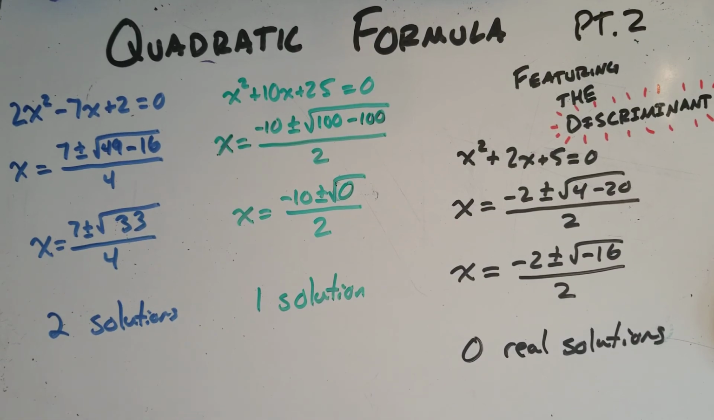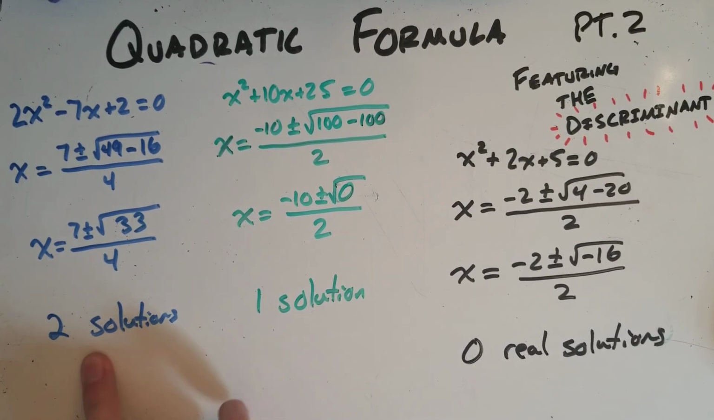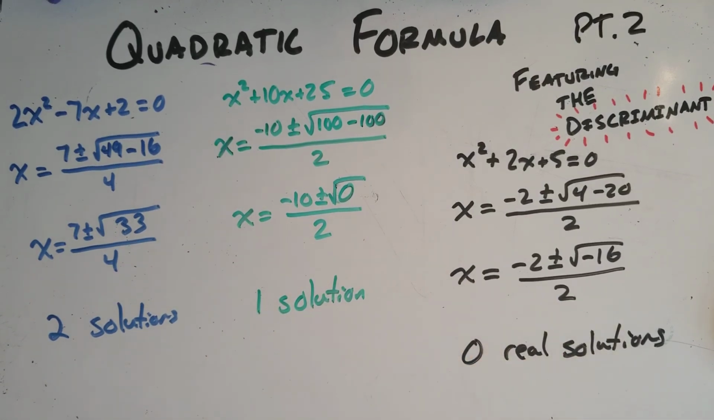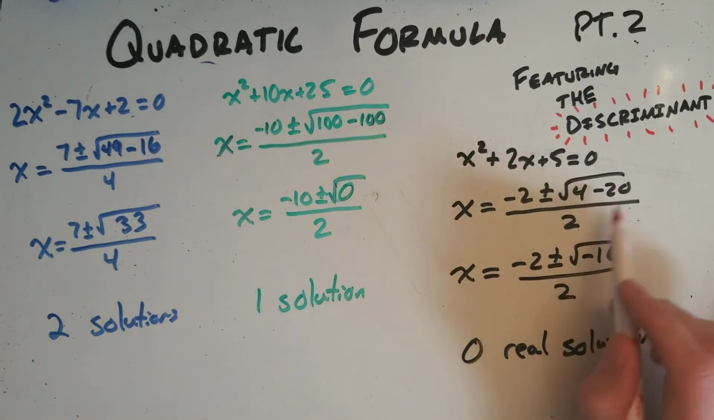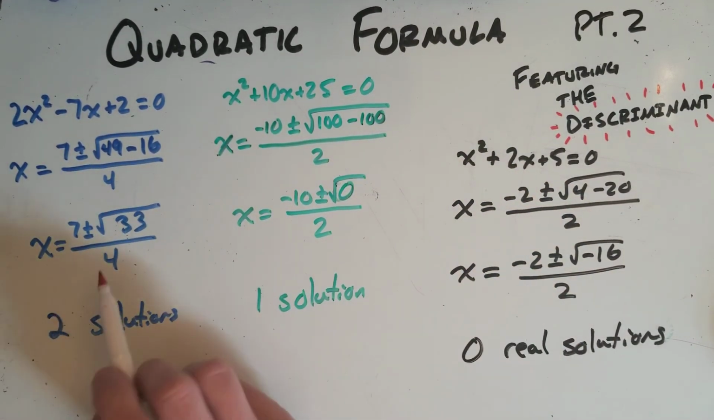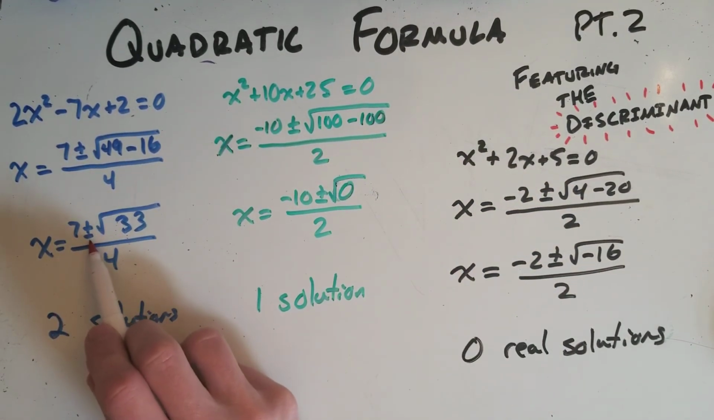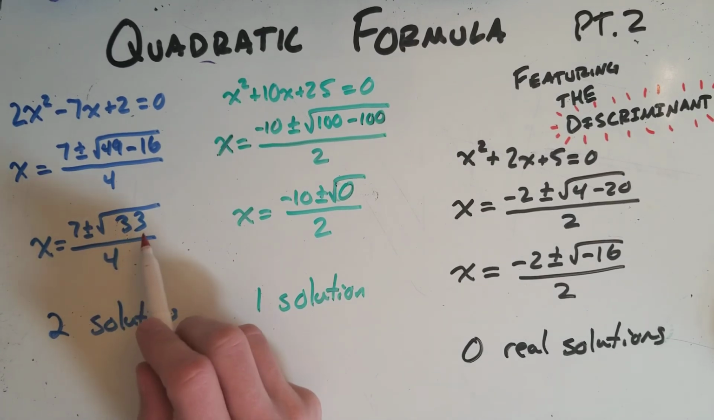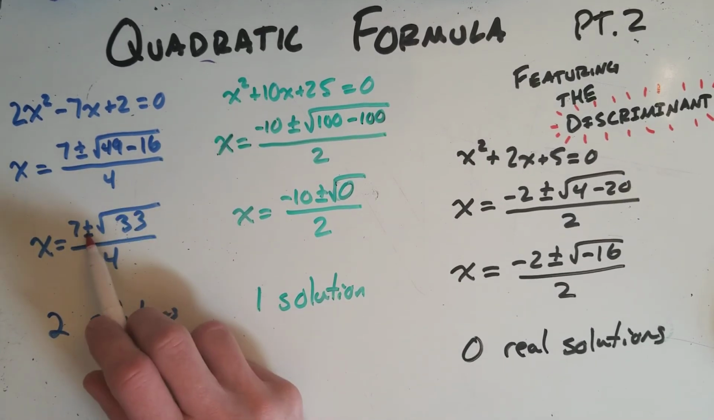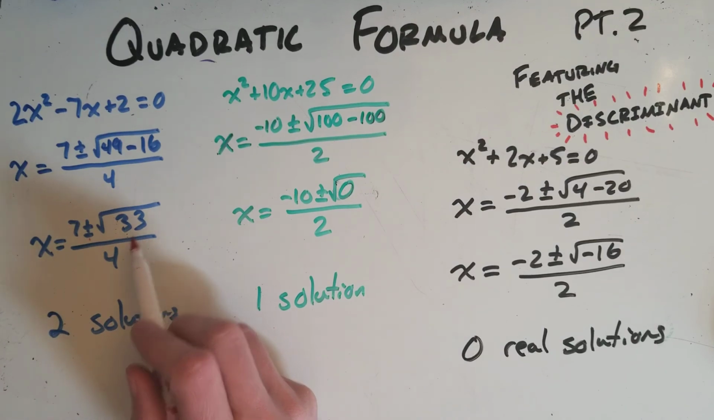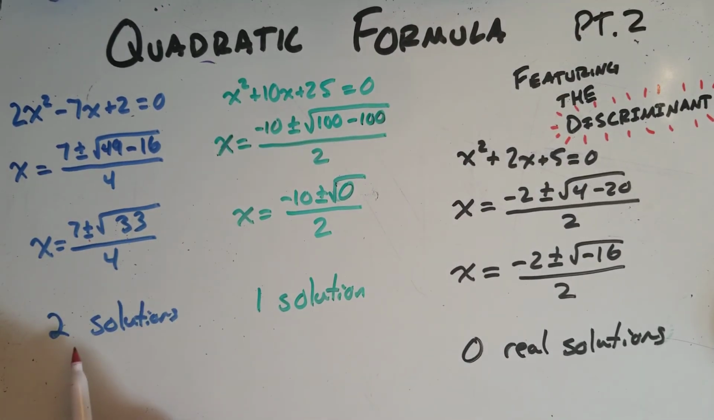So we have three scenarios here. We have two solutions, one solution, or 0 real solutions. And what we can use to figure that out is focusing on these square roots. Since we have the plus or minus of the square root of 33, in one scenario you're going to add the square root of 33, and in one scenario you're going to subtract the square root of 33. That's why there's two solutions.